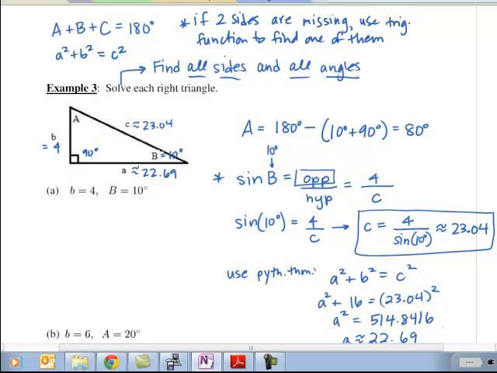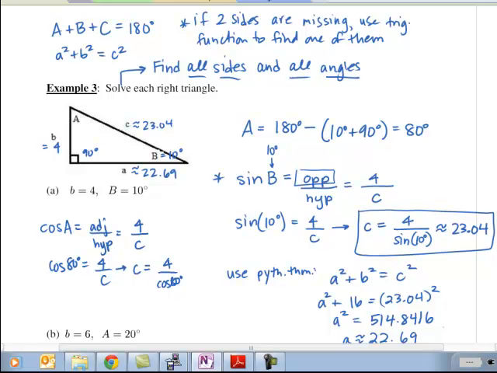So we could have, if we wanted to, said, for example, cosine of angle A, which would be the adjacent over the hypotenuse, was 4 over c. We could have looked at it that way too, and that would have been the same. So cosine of 80 degrees is 4 over c, and we would have said, well, then c is 4 divided by cosine of 80 degrees. It would have led us to the same point.